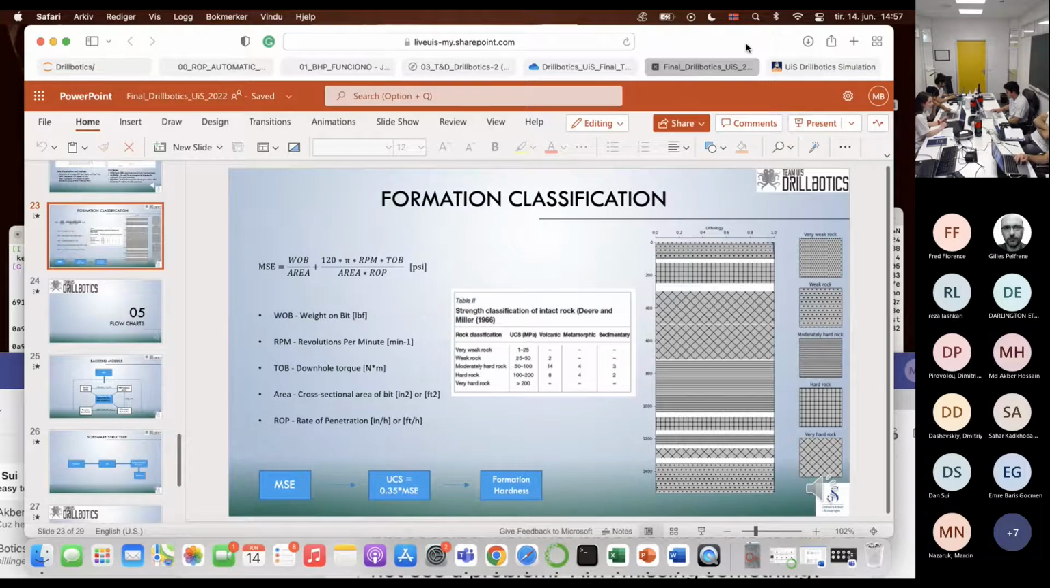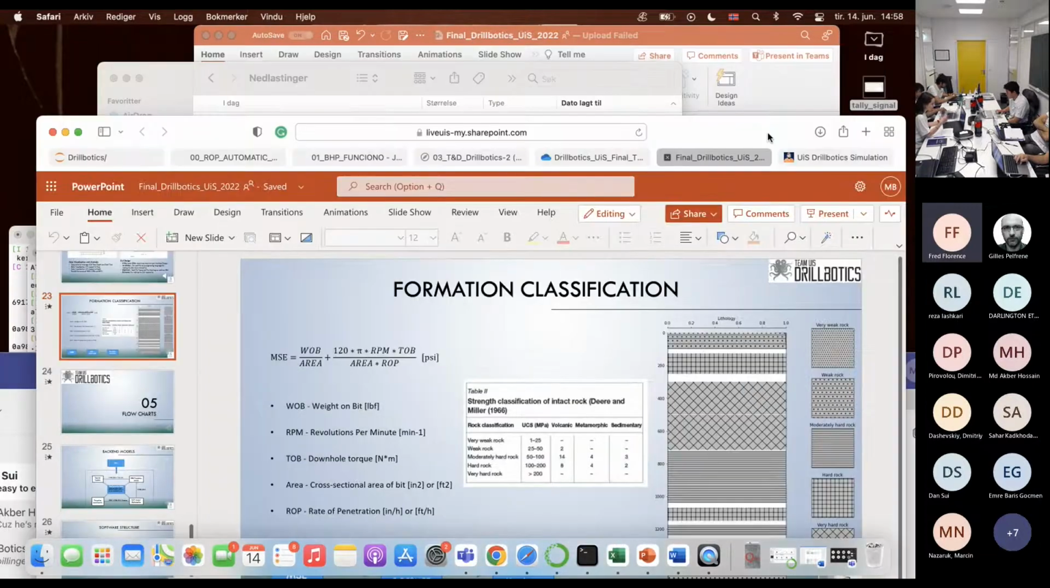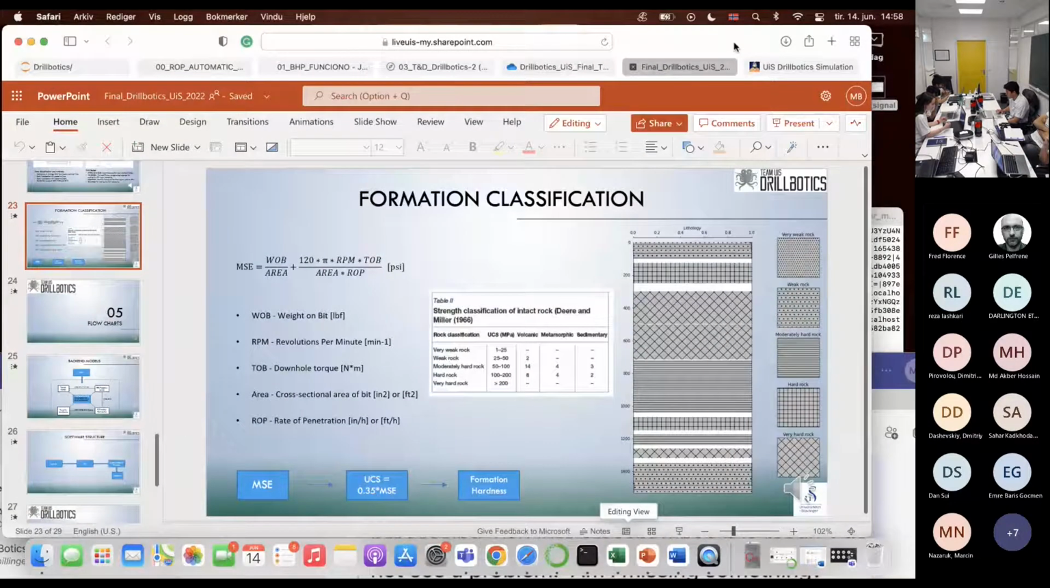No, we're trying to classify the formation after it was drilled, depending on the downhole torque, the ROP and RPM parameters. So that is how the formation is classified. Okay.